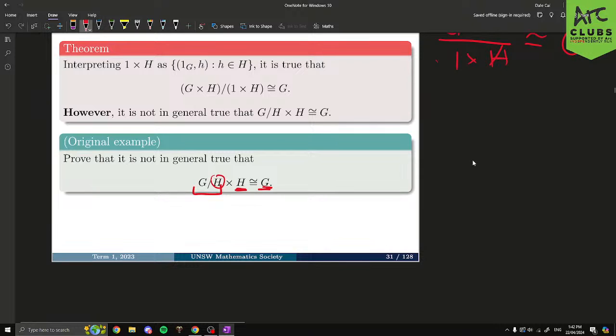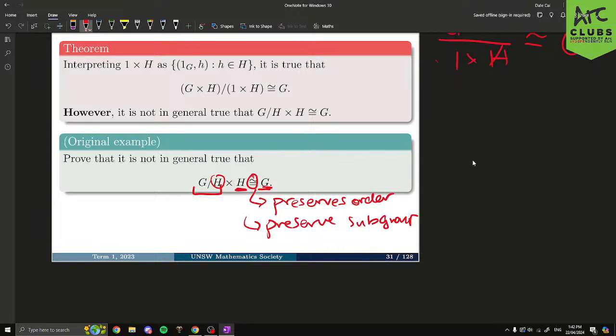So when things are isomorphic, a few things happen. If you have an element, then it preserves the order of that element under the isomorphism. You also preserve subgroups, isomorphisms, and normal subgroups. And there's probably other things that I'm forgetting here, but the main one that's important here is preserving order of an element.